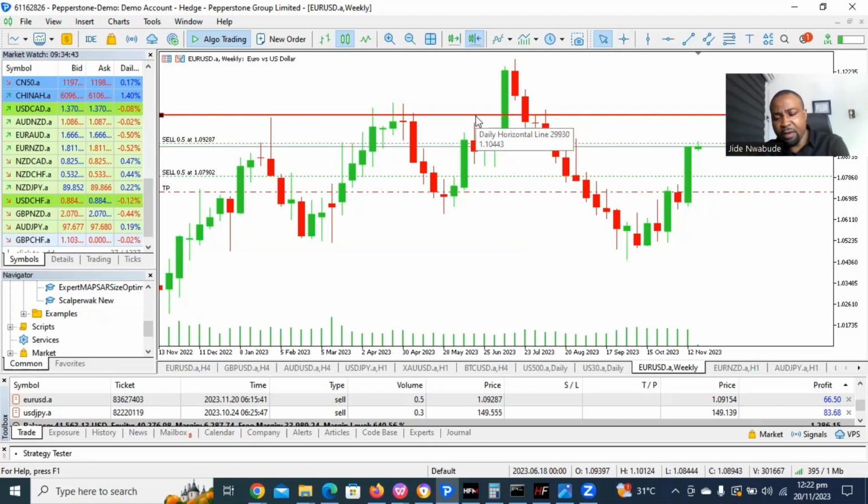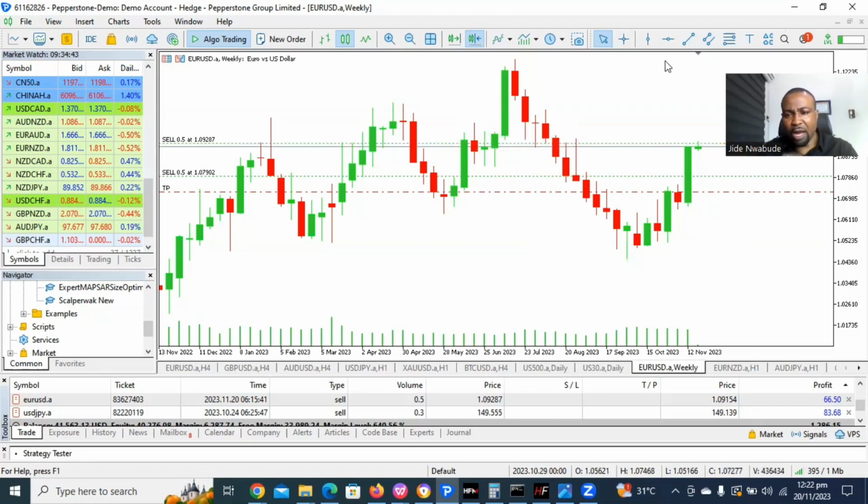Let me delete everything. So I pick my horizontal line. I start looking at a point where price resisted, didn't move forward, where price was resisted up or possibly stopped. Those are my support. So here, all I need is 2 points. I need 2 candles, minimum of 2 candles, and it will form.